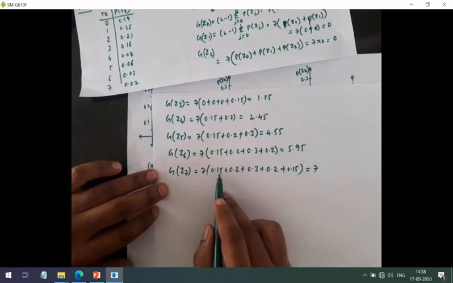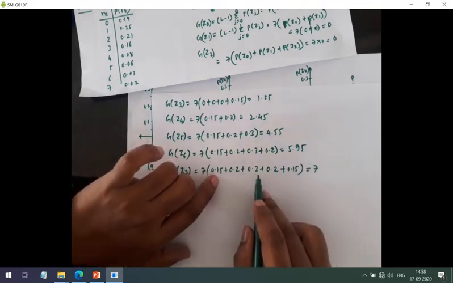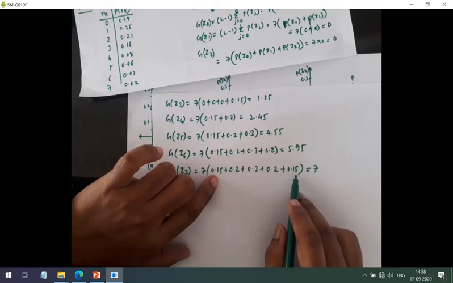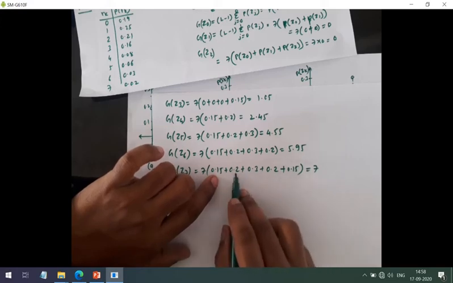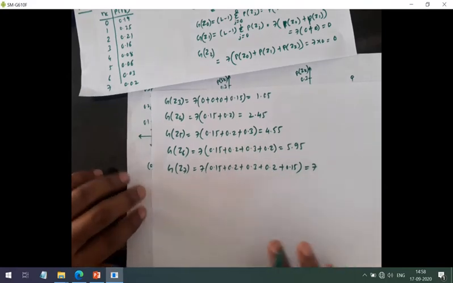You can cross check, that is 0.15 plus 0.15 is 0.3, 0.3, 0.6, 0.8, that is 1.0 into 7, that is 7.